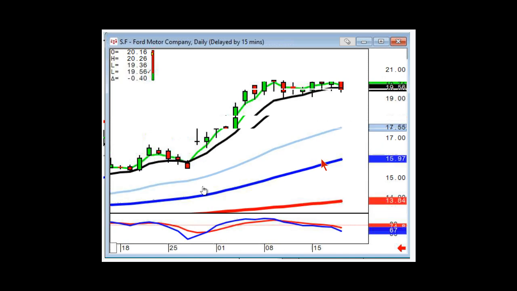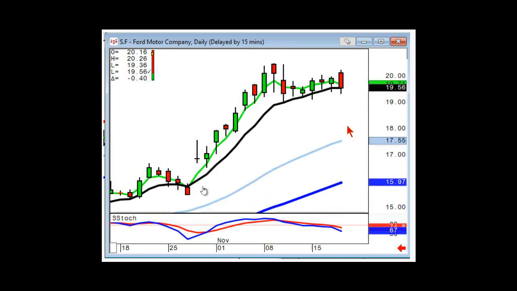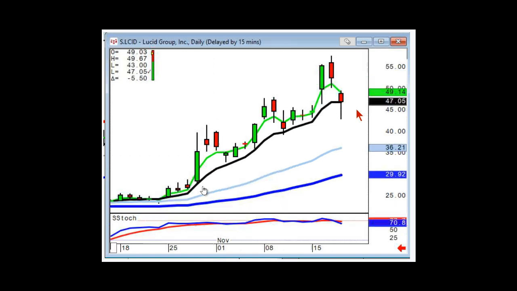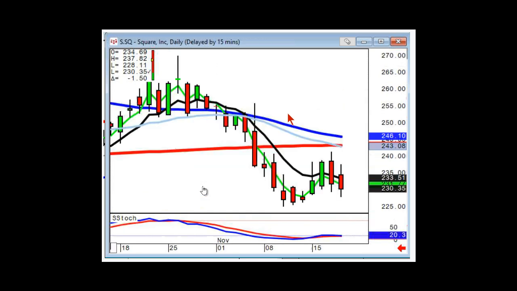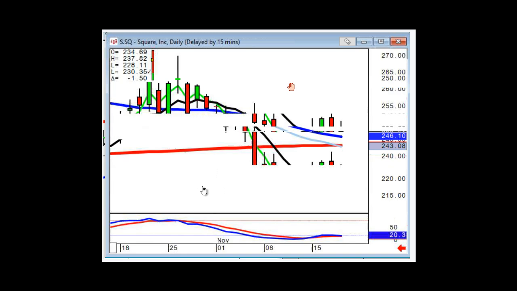Ford, getting a little bit toppy. If it opens lower tomorrow, maybe you take some profits and wait for it to come back up above the T-line. If you're holding long term, I would still just hold long term. Lucid did get back up above the T-line just barely, so it has to open positive tomorrow to stay in it. And Square, that's a nothing chart right now.